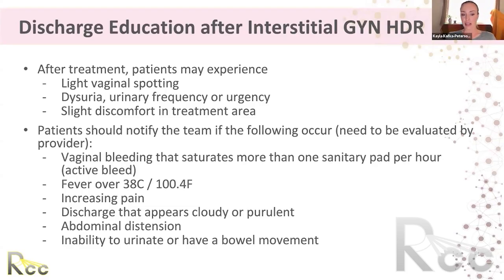Discharge that looks infected, abdominal distension, though rare. I have seen it before. We had a patient with a very deep tumor, very complex implant who did get a bowel perforation. And she had all of the classic signs of bowel perforation, such as abdominal distension. So that would be abnormal. And then, of course, inability to urinate or have a bowel movement.